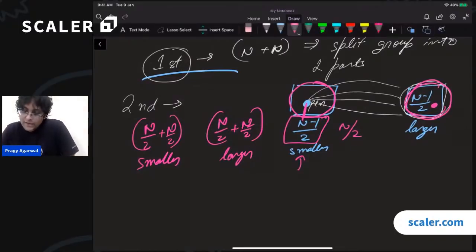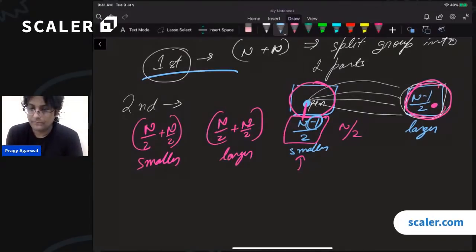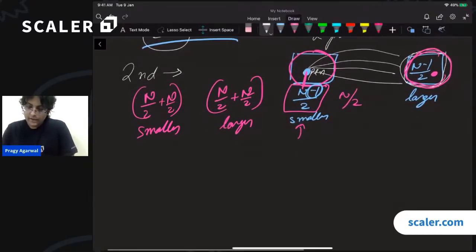Yes, so I'm currently ignoring the minus 1 as a constant. It is not going to have much effect. So I'm saying approximately n by 2 pens. Okay, cool. So if we continue this way, what do we now have after the second step?